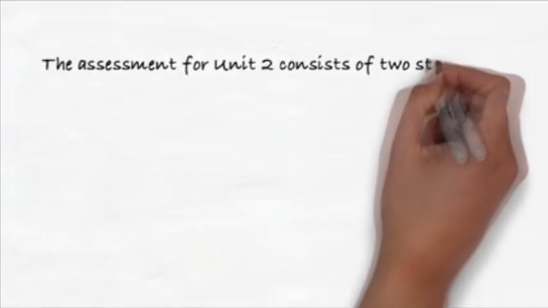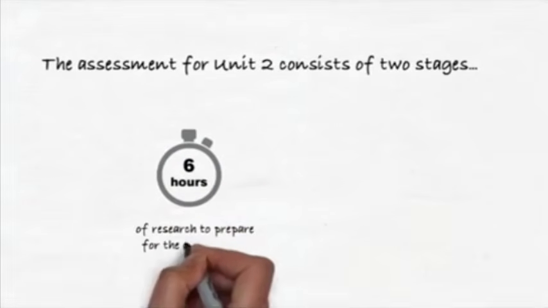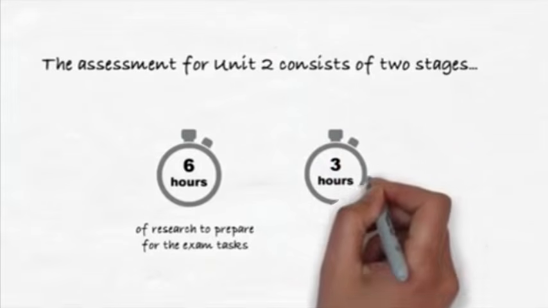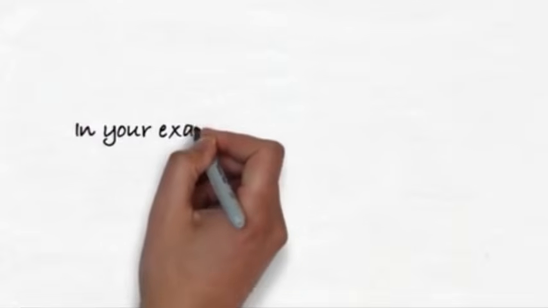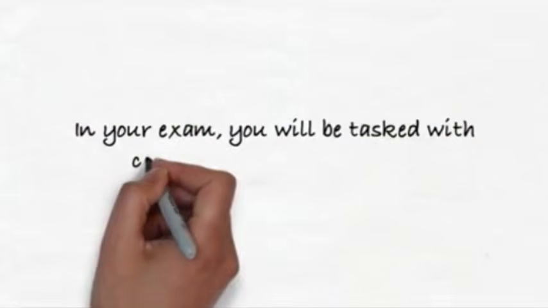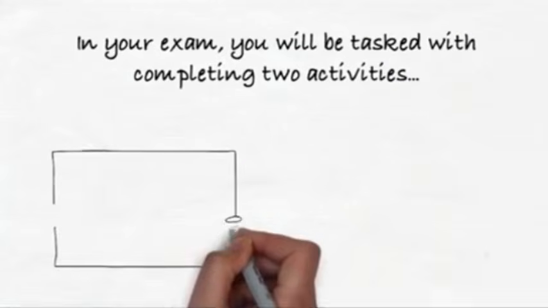The assessment for Unit 2 consists of 2 stages. Firstly, you will have up to 6 hours to complete research on a given topic to prepare for the exam tasks. Then, you will sit a 3-hour exam.